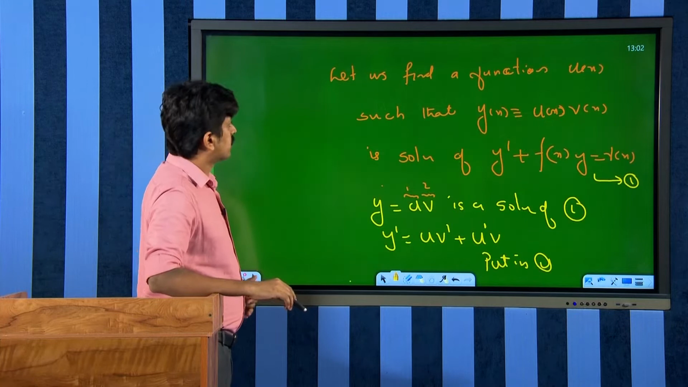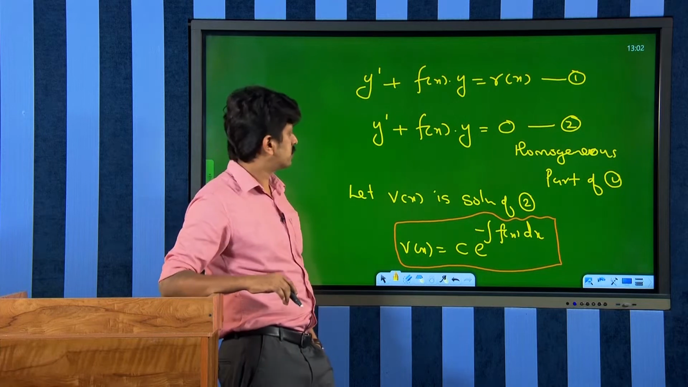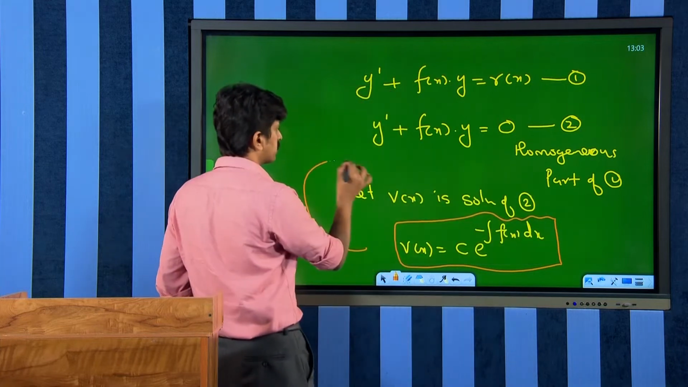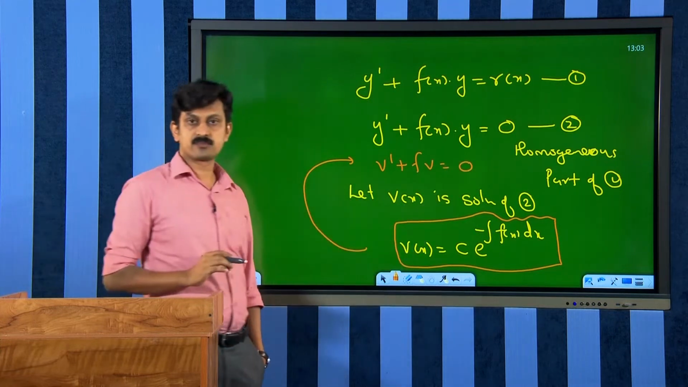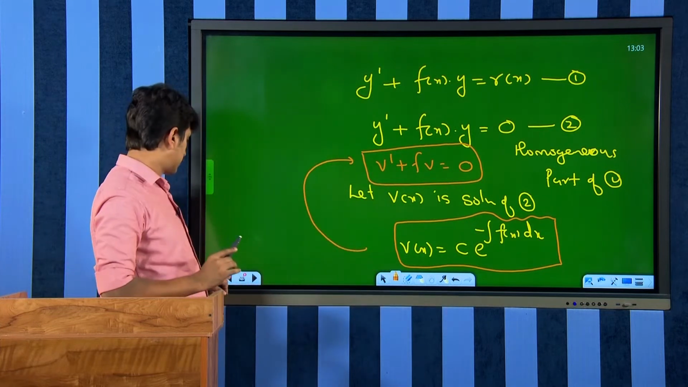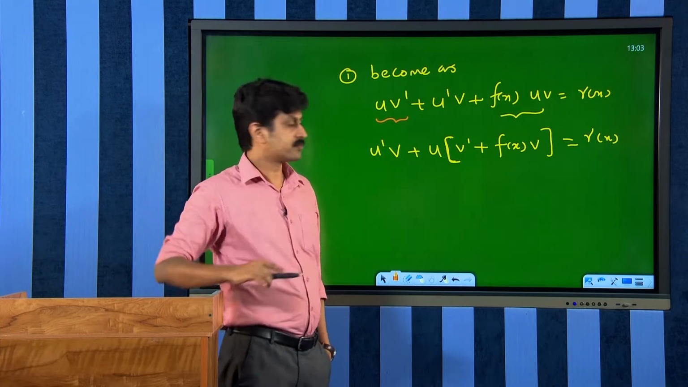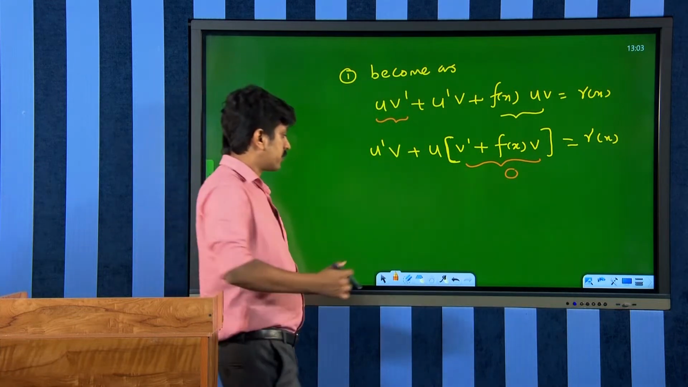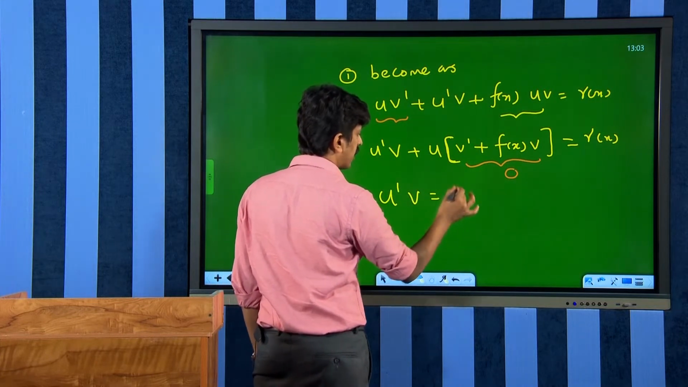Come back to here. Here v is a solution of the homogeneous equation 2. Since v is a solution of the homogeneous equation, v dash plus f v is equal to 0. So from here we will have u dash v is equal to r.